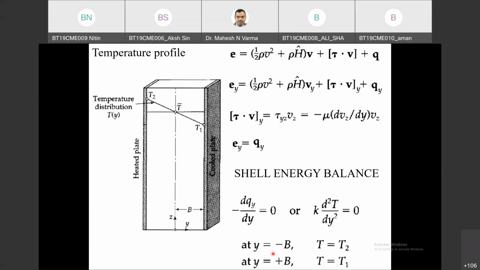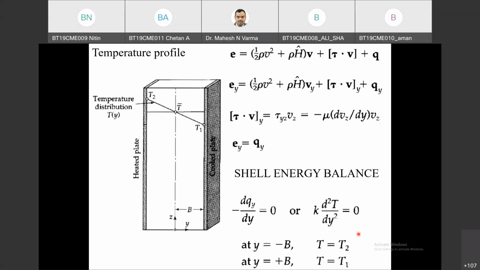So substituting this, which equation will you get? Can you solve for this? Integrate this twice and substitute these boundary conditions, get the constants and get the temperature profile. Roll number 11, Chetan. Yes, sir. What will be the temperature profile then? Sir, it will be linear. The temperature profile will be linear. What is the equation?